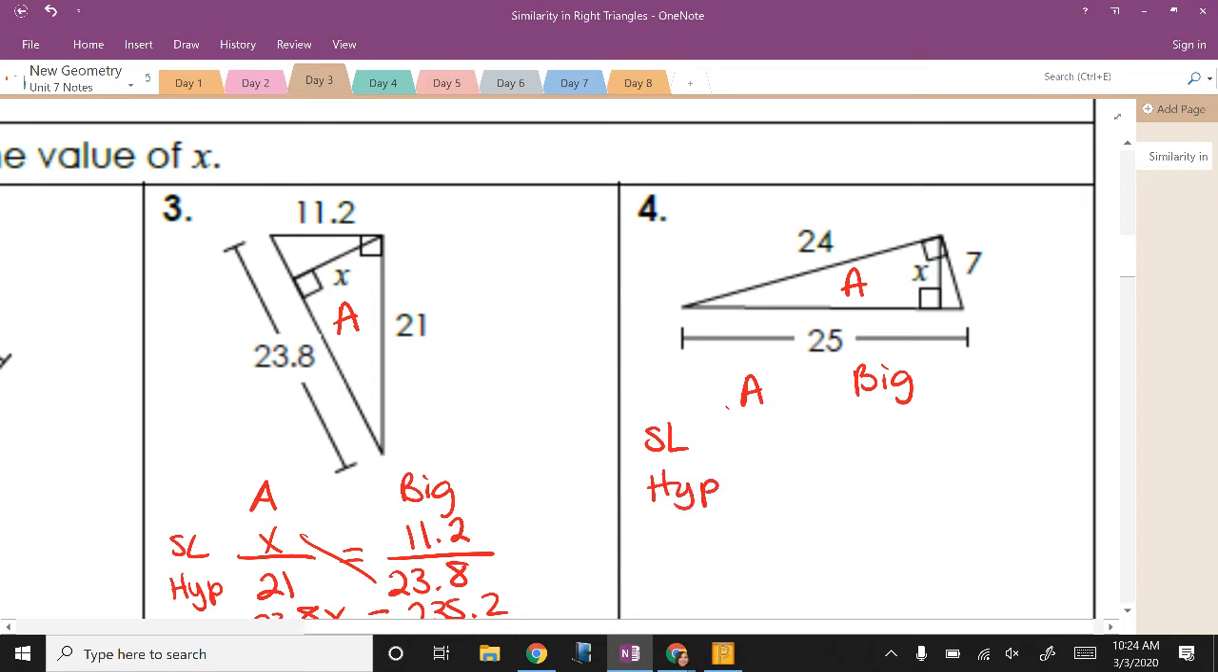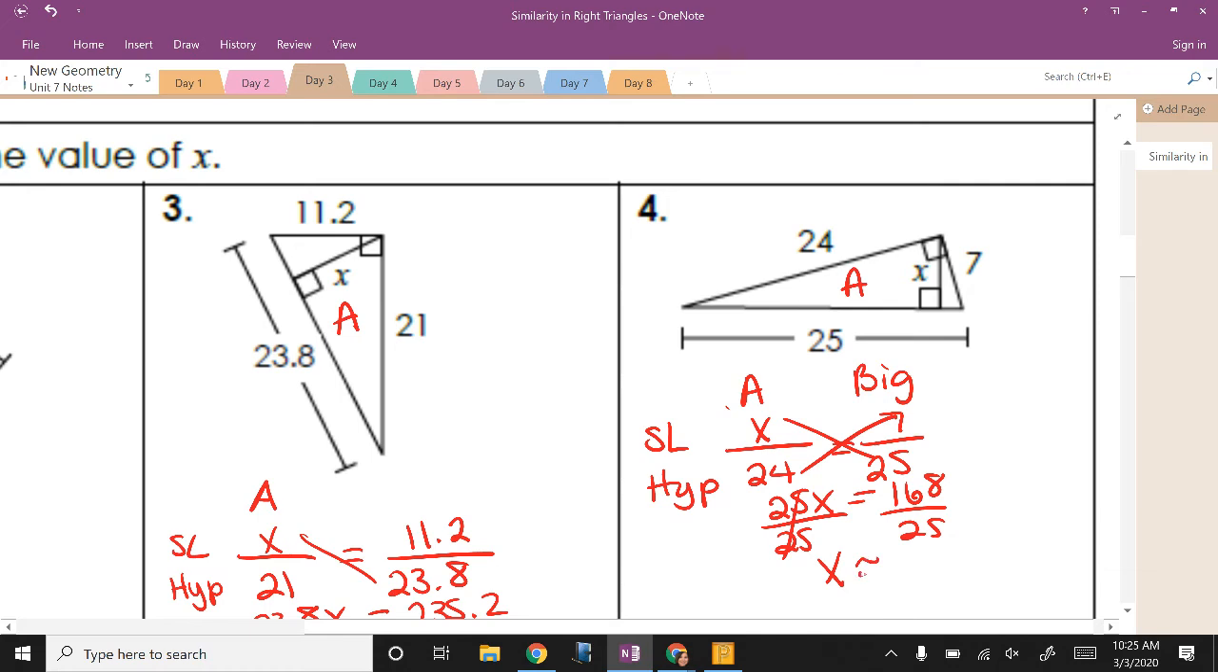So the hypotenuse of A is X. The short leg of A is X. The hypotenuse of A is 24. The big triangle, what's the short leg of the big triangle? 7. What's the hypotenuse of the big triangle? 25. So cross multiply, X times 25 is 25X. And then 24 times 7 is 168. Divide by 25.